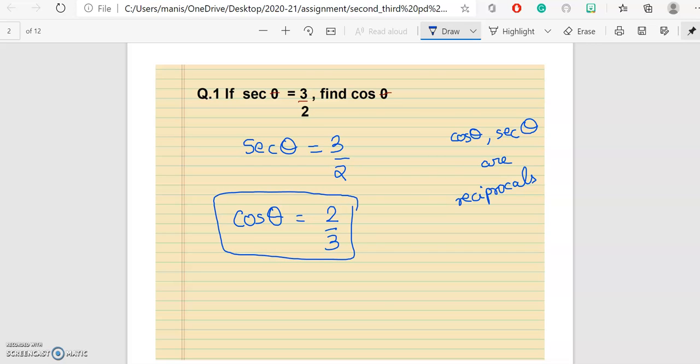So keep in mind: sine and cosecant are reciprocal, cosine and secant are reciprocal, and the third pair is tangent and cotangent. When you see them in pairs, you can just flip them and you will get your answer. But if you see something else, then you have to do it a different way.